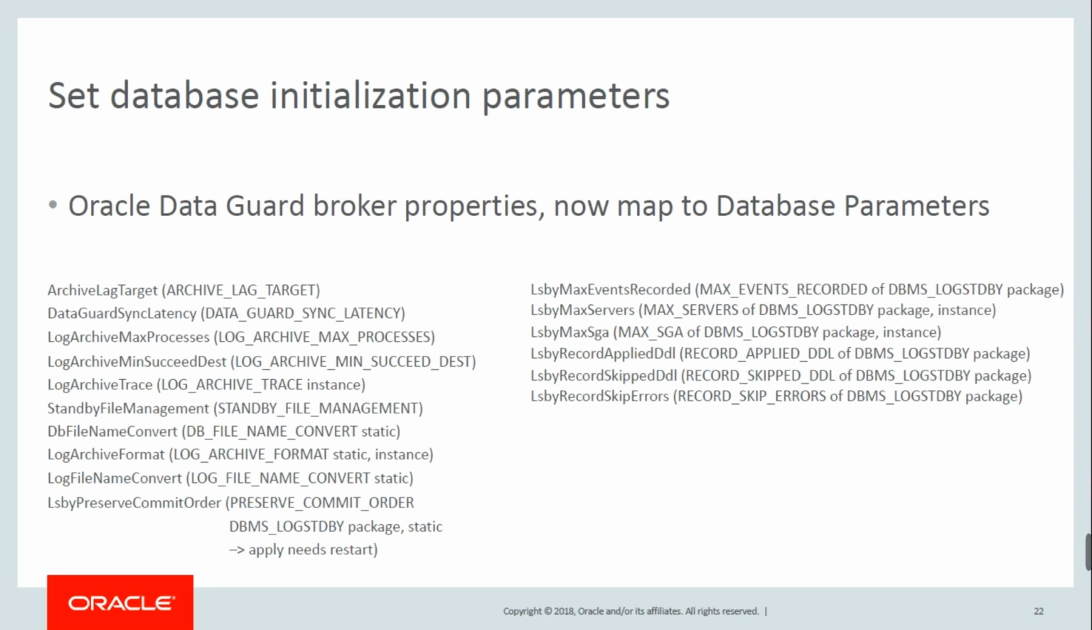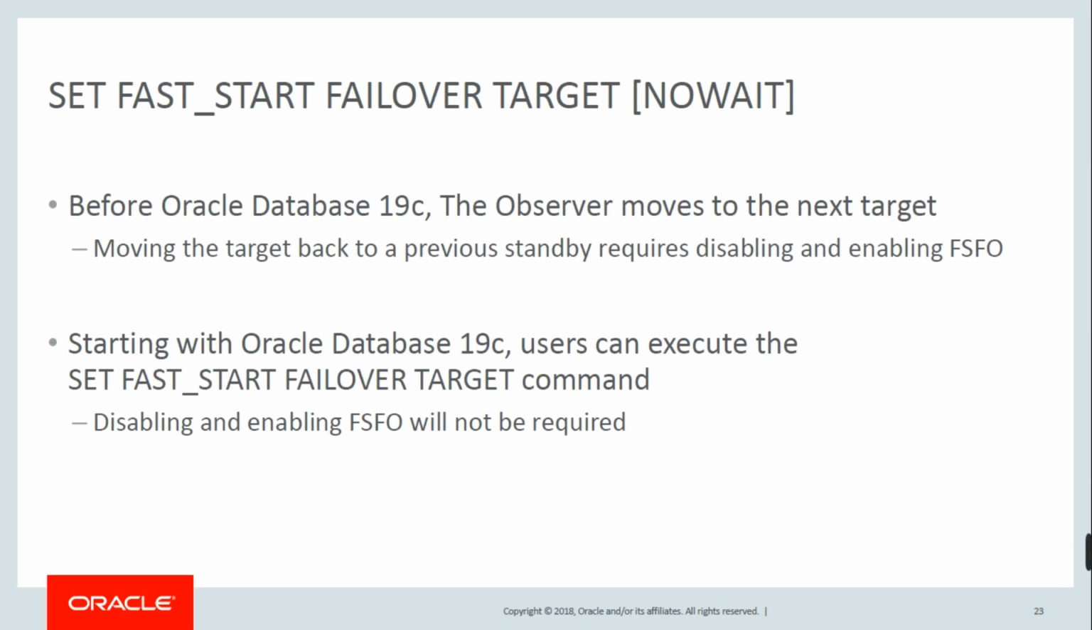Set database initialization parameters. Oracle Data Guard broker properties now map to database parameters. So all these initialization parameters now map into the database parameters. Set FAST_START_FAILOVER_TARGET NOWAIT. Before Oracle Database 19c, the observer moves to the next target, and moving the target back to the previous standby requires disabling and enabling FSFO. Starting with Oracle Database 19c, users can execute the SET FAST_START_FAILOVER_TARGET command. Disabling and enabling FSFO will not be required.